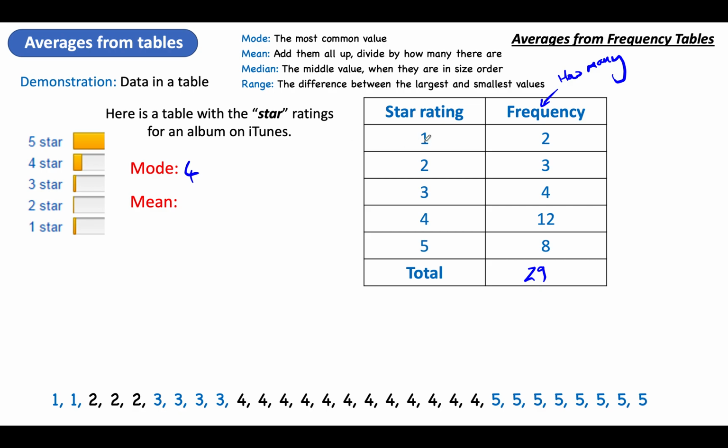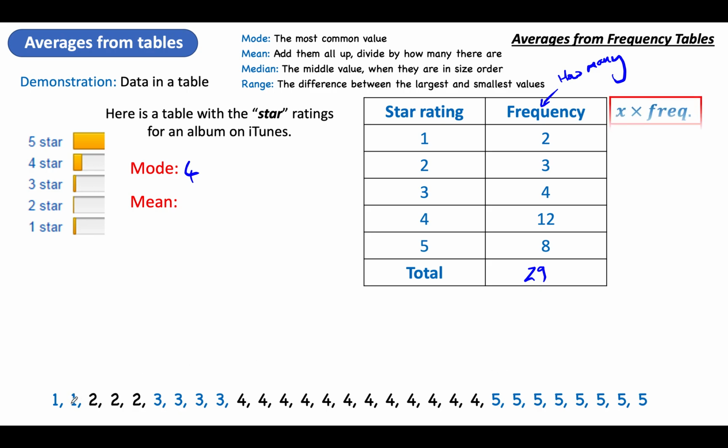But how about adding them all up? Well, to add them all up, I need to add this long stream of data up. Now, usually, we wouldn't bother writing this out. I mean, imagine a table that had, say, 160 people giving it 5 stars. That would be an awful lot of things to write out. There must be a quicker way.